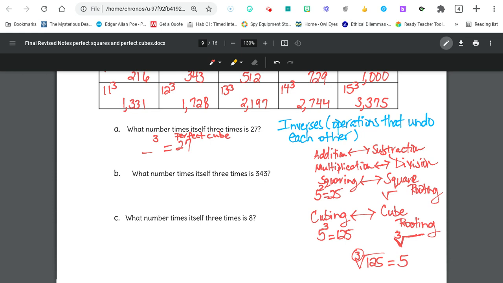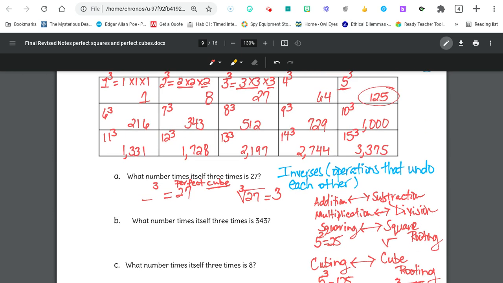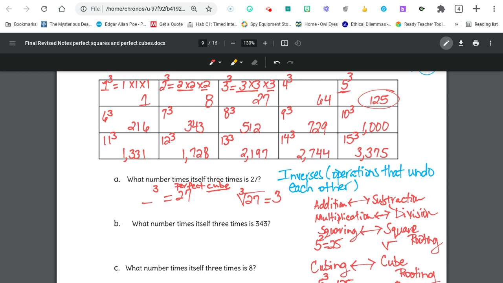So if you want to figure out what number you multiply by itself 3 times to get a perfect cube of 27, you're going to do the inverse of cubing, because 27 is a perfect cube. The inverse of cubing is cube rooting. So in mathematical notation, I'm going to put the cube root of 27 is 3, because I multiplied 3 by itself 3 times to get 27.